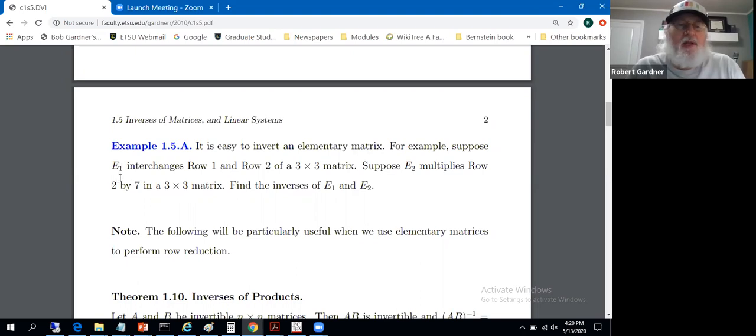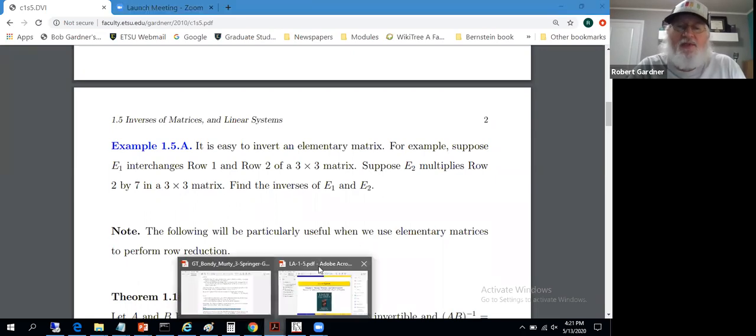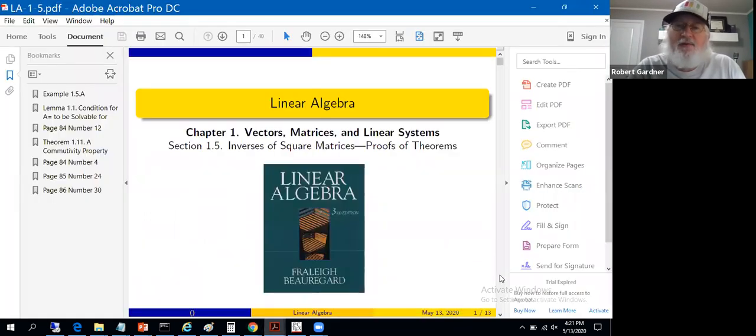Suppose elementary matrix E1 interchanges row 1 and row 2 of a 3x3 matrix. So we'll go to the supplements and see how to invert that. How do you think you undo interchanging row 1 and row 2? You're going to swap row 1 and row 2. How do you undo that? Swap them again, swap them back. So I bet you that's its own inverse. Let's look at that more specifically in the supplemental notes.